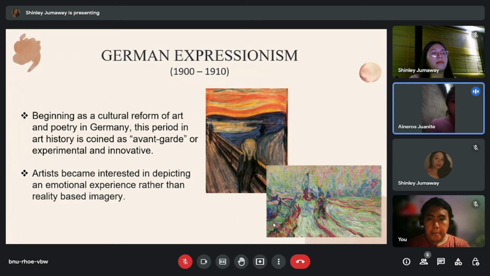German Expressionism. Beginning as a cultural form of art and poetry in Germany, this period in art history is coined as avant-garde, or experimental and innovative. Artists became interested in depicting an emotional experience rather than reality-based imagery.